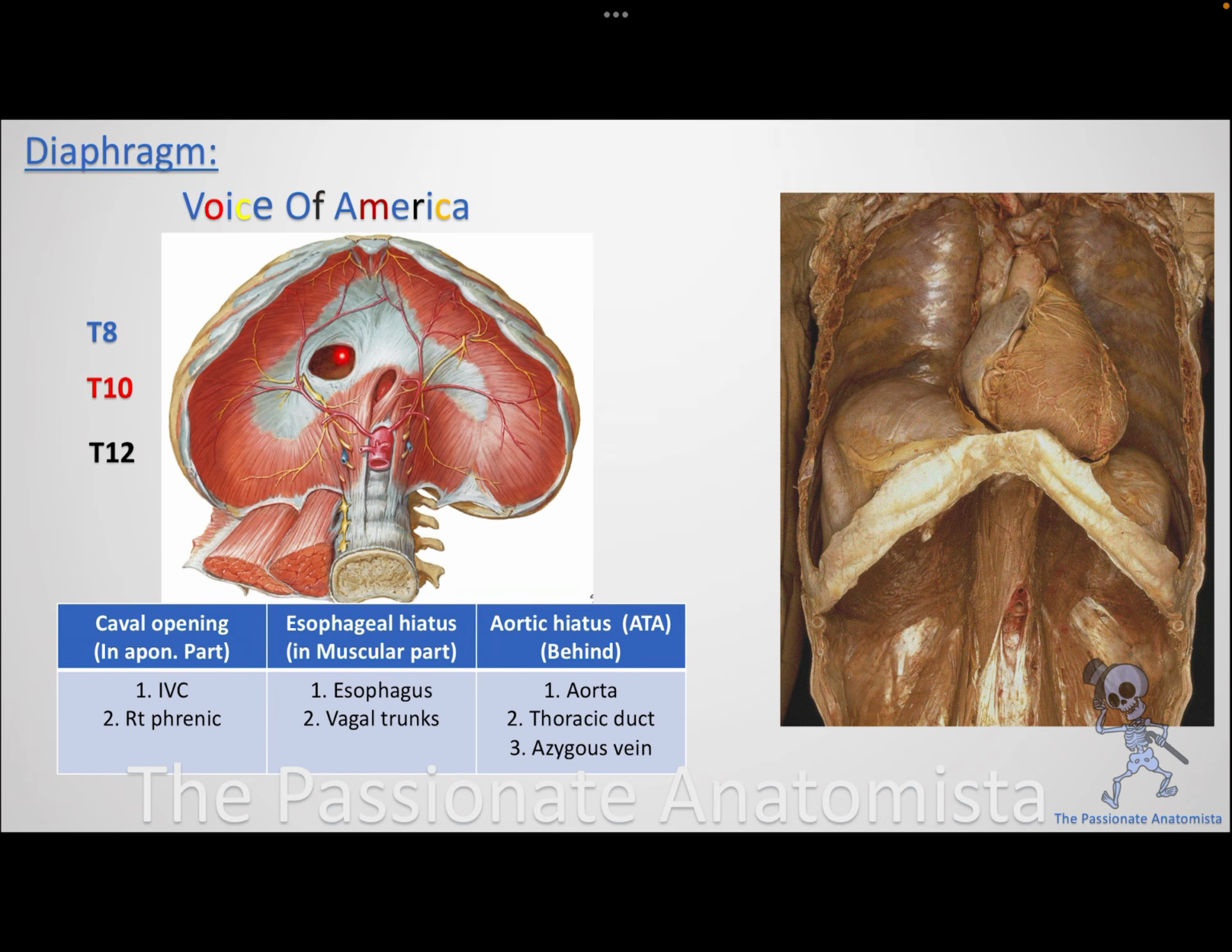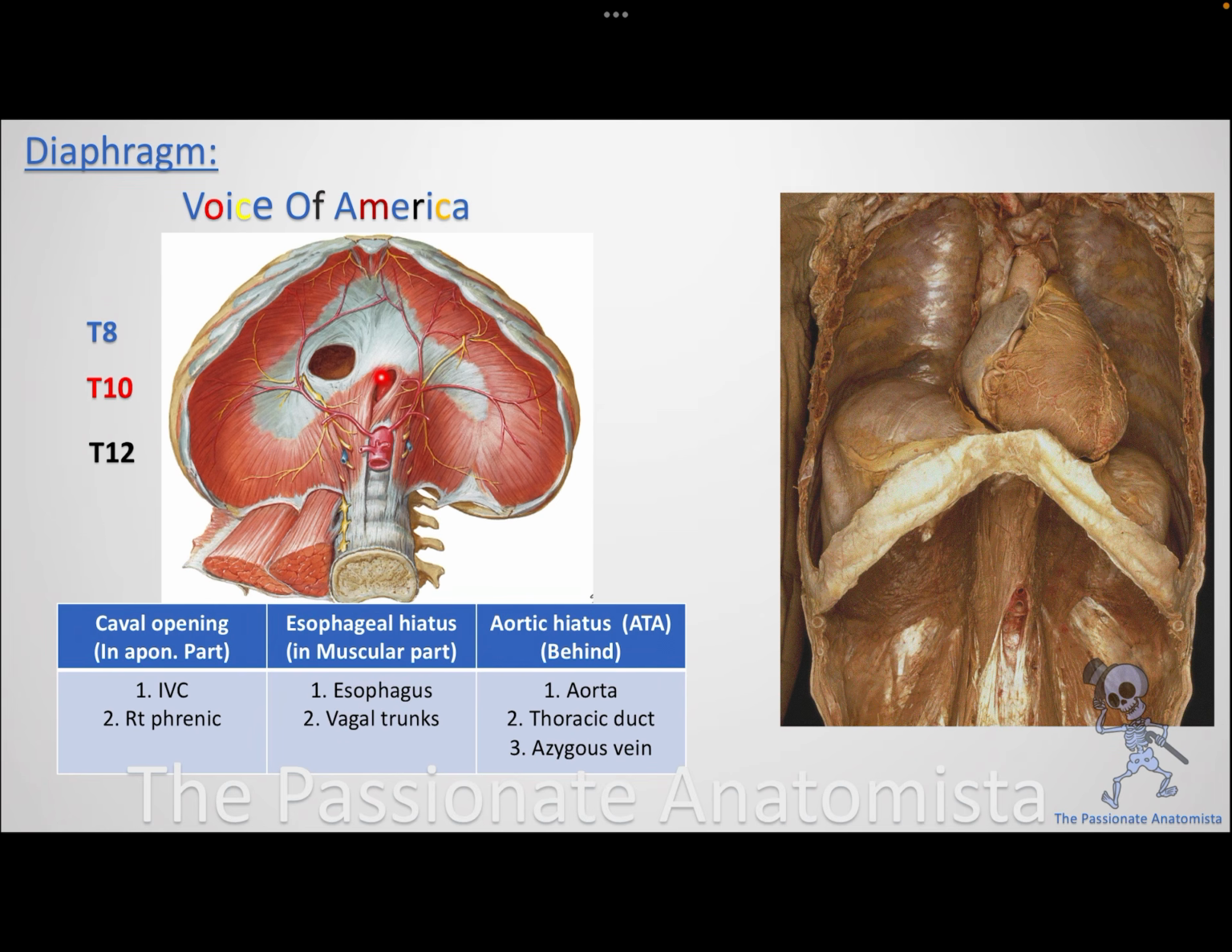So remember that the caval opening is in the aponeurotic part, the esophageal with S is in the muscular part, and the aorta is behind. We need to know some of the structures that go through these openings. Remember vena caval, V, you pronounce V by making your lower lip meet your upper teeth. Phrenic is the same. So the inferior vena cava sometimes transmits the right phrenic, and I will show you another cadaveric photo to show you that concept. So it transmits the right phrenic, and then the esophagus, what runs with it is the vagus, so S and S.